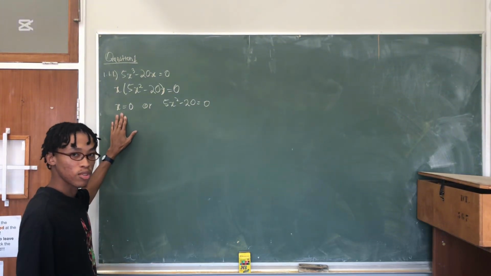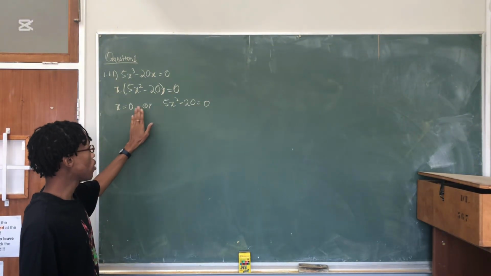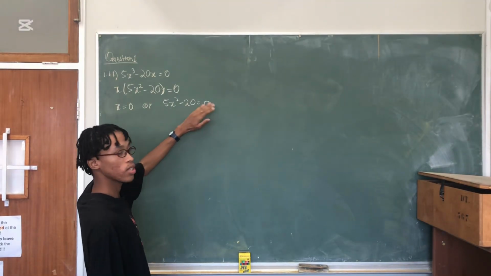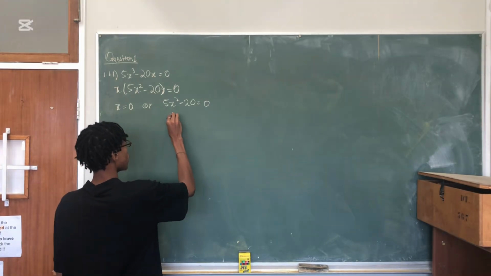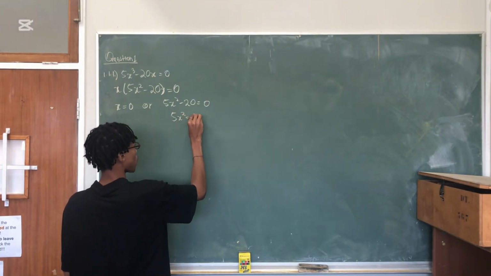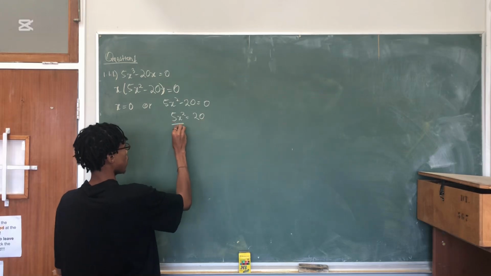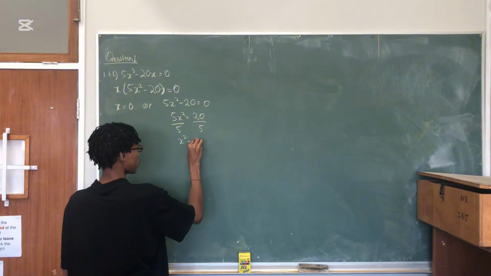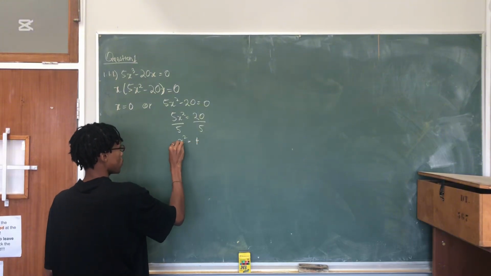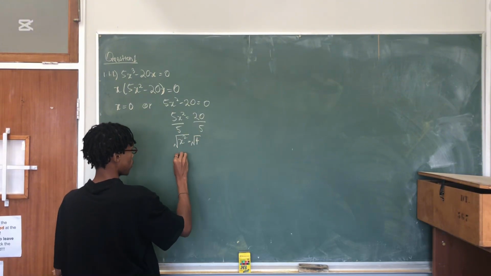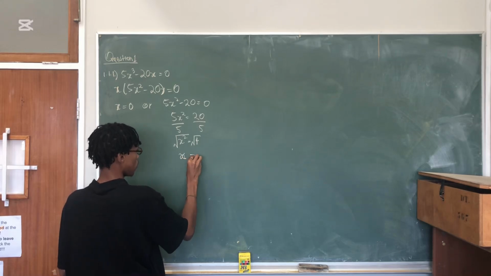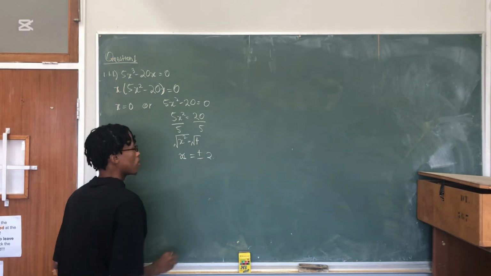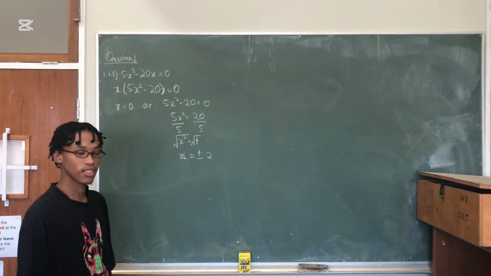We already have our first solution, x being equal to 0. We have to solve for this now. I'm going to transpose the negative 20 to that side. Divide all the way by 5. Find the square root of x. x is going to be either negative or positive 2. That's our first solution.